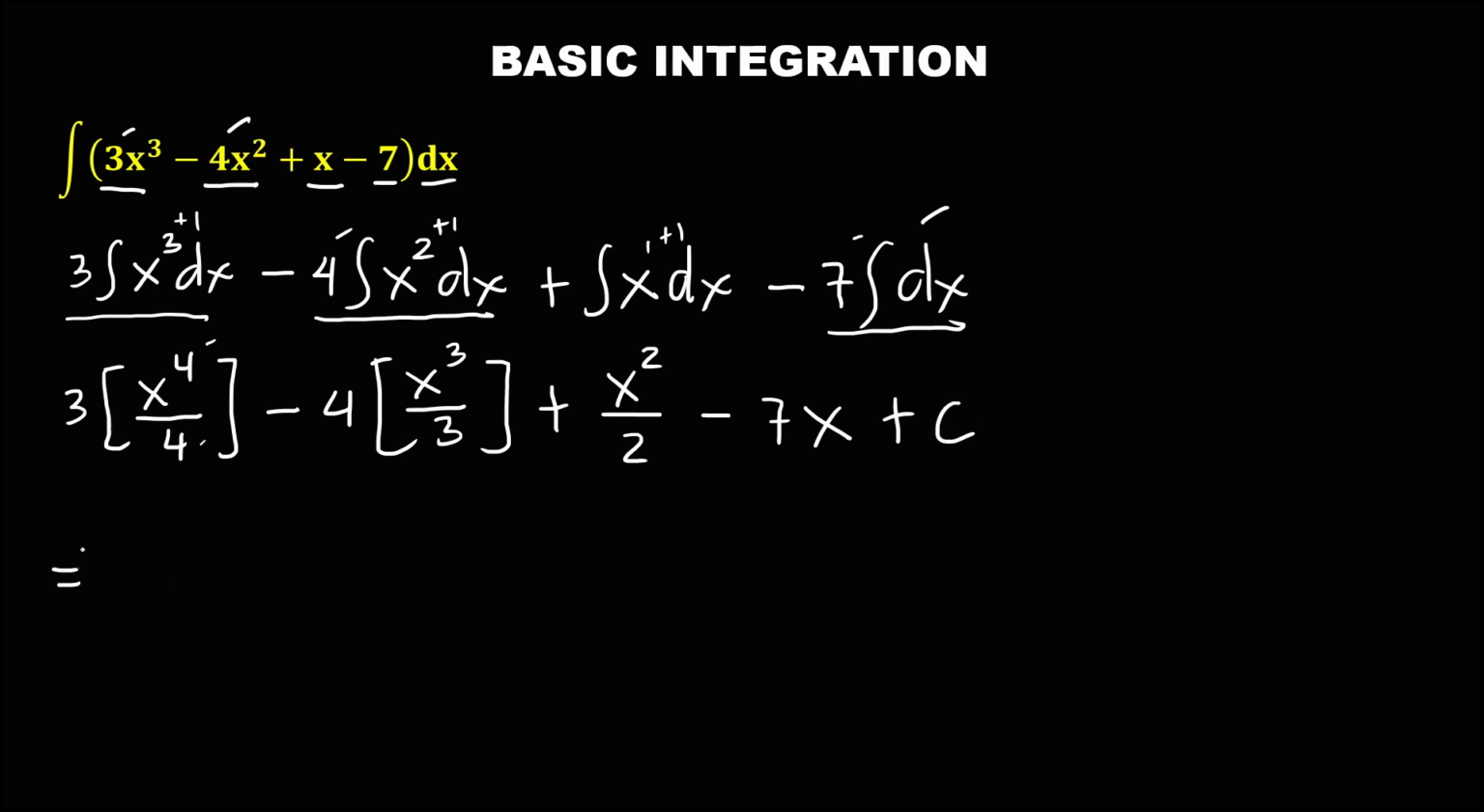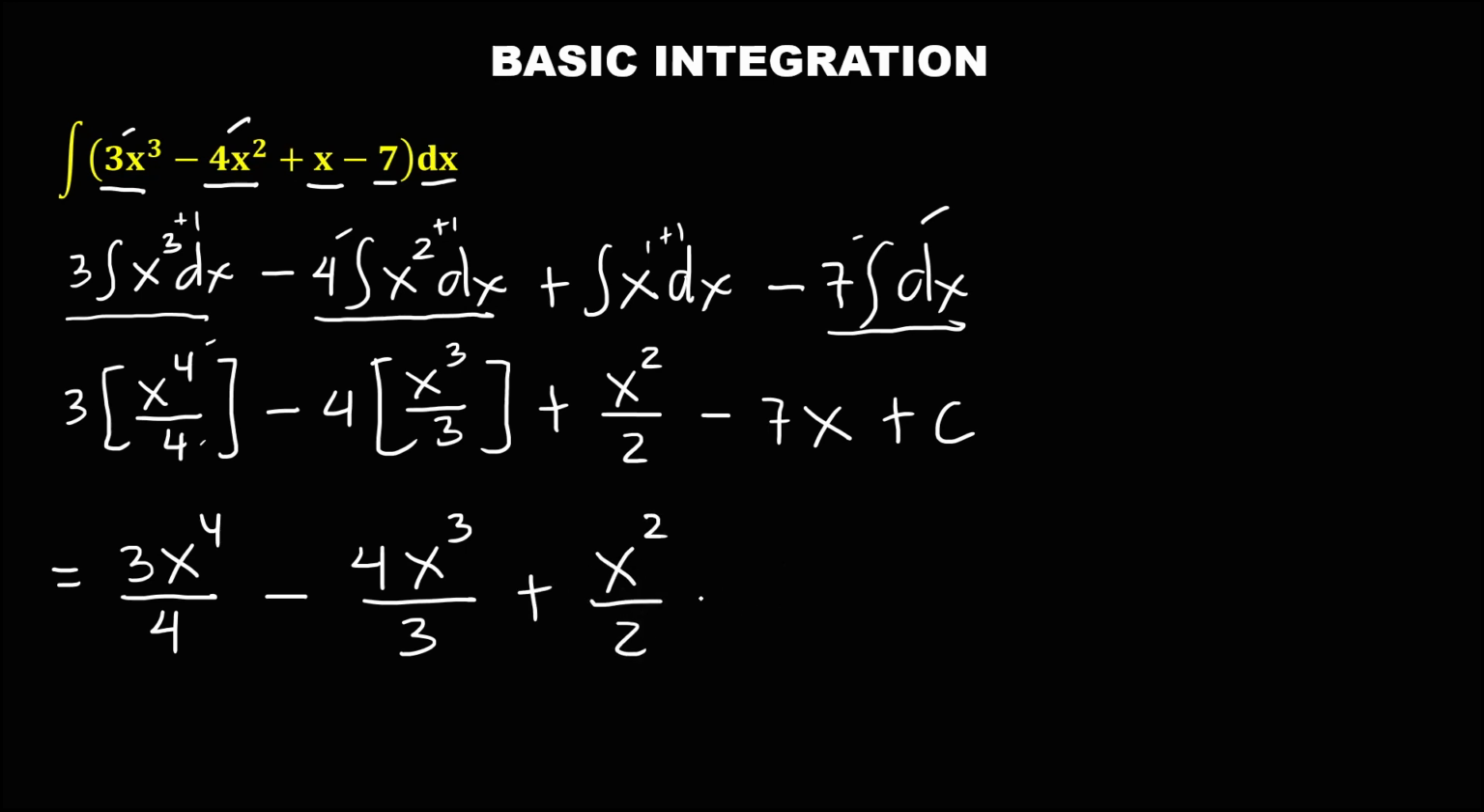Then to simplify, this becomes 3x to the power 4 over 4 minus 4x to the power 3 over 3, then plus x to the power 2 over 2, then minus 7x plus c.